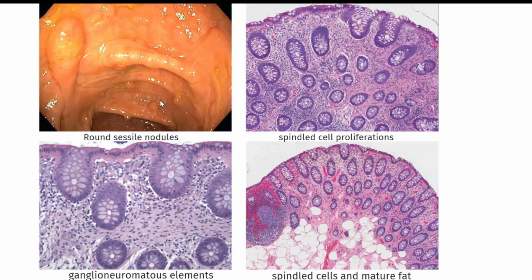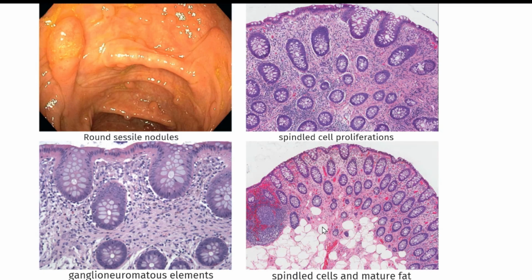From the colonoscopy, you can see one sessile nodule in the gut. Then we have this spindle cell proliferation in the stroma. Sometimes we can also see ganglion cells, so they're forming this ganglioneuromatous element. So we have a spindle component, and we also have ganglion cell components.